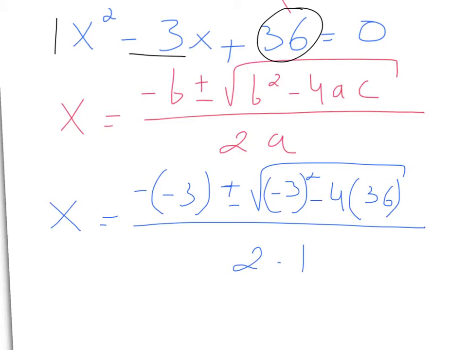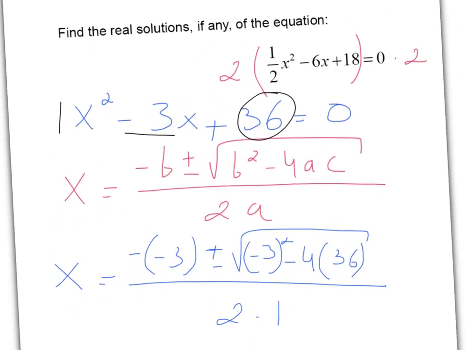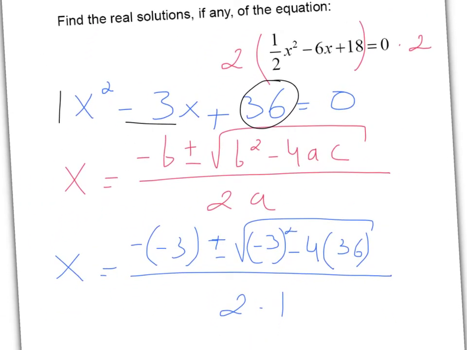Well, let me check here. I think this is a mistake in the calculation. Let's go back to the original. Here we'll multiply by 2, so we simplify this with this. And 2 times negative 6 is negative 12, not negative 3. I apologize for this, that's a mistake. So this is going to be negative 12.